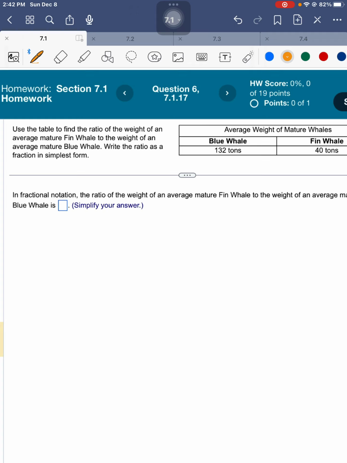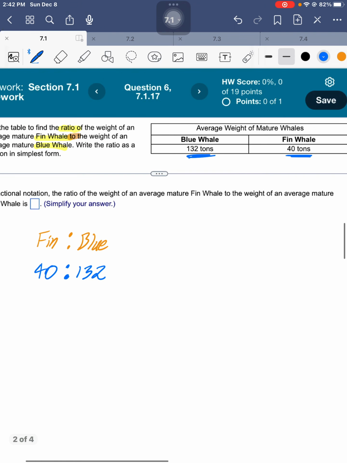Now, number 3. Use the table to find the ratio of the weight of an average fin whale to the weight of an average blue whale. So that's very important. We should read our question because this is the ratio of a fin whale to the weight of a blue whale. So fin for fin whale to blue for the blue whale. What is the weight of a fin whale? 40 tons. So 40 to what is the weight of the blue? 132. Now, this is going to be 40 over 132.